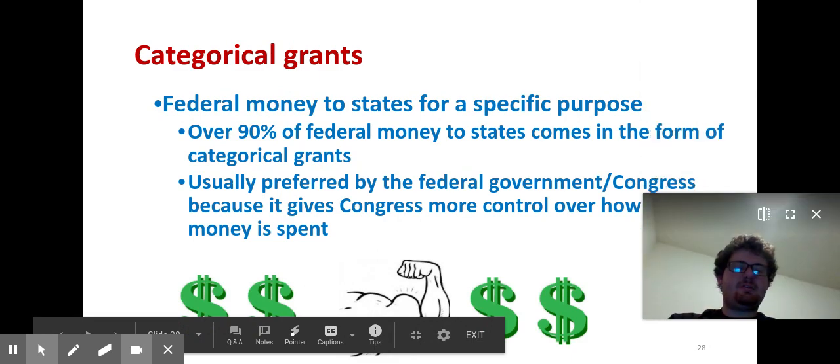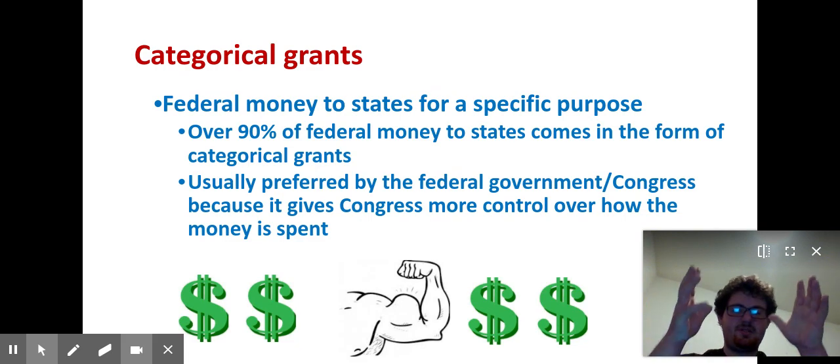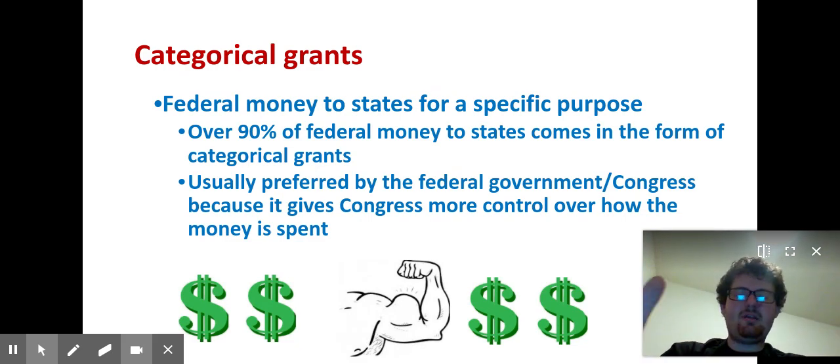Categorical grants is something you're going to hear a bunch about. This is when the federal government gives money to a state for a specific purpose. So they're like, here's the money. If you want it, you have to use it for this one specific thing. And states are like, okay, thanks. We'll take your money. We'll do it. Whatever.